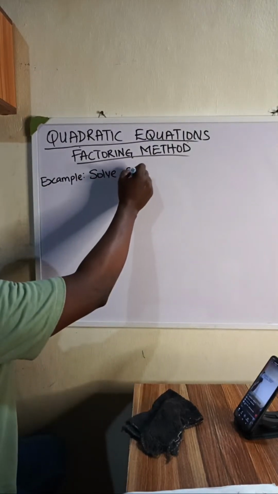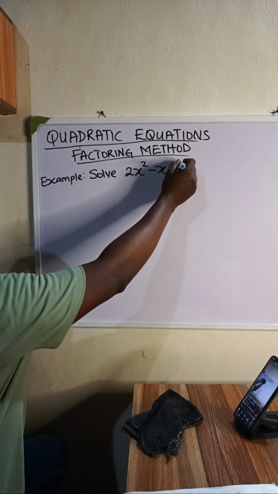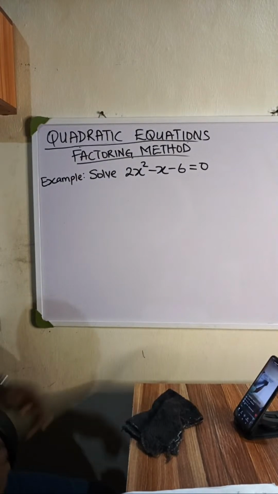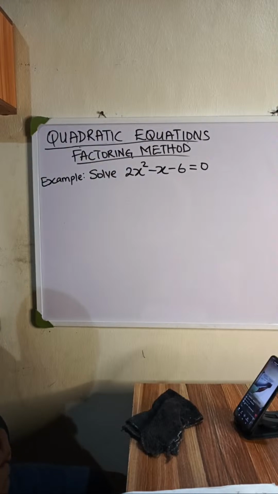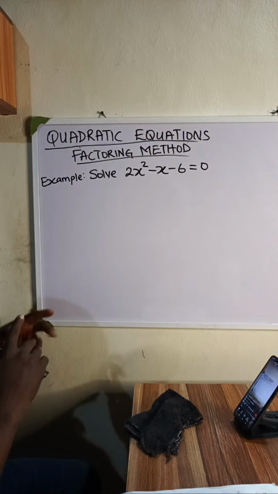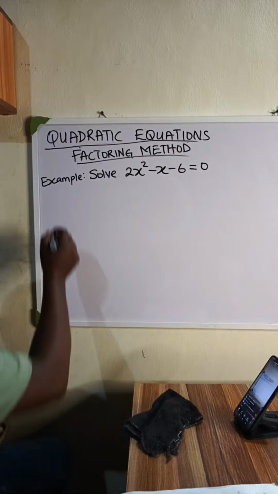2x squared minus x minus 6 is equal to 0. So just as we always do, the first thing we need to do is identify our A, identify our B, and identify our C. So who can tell us what our A is?